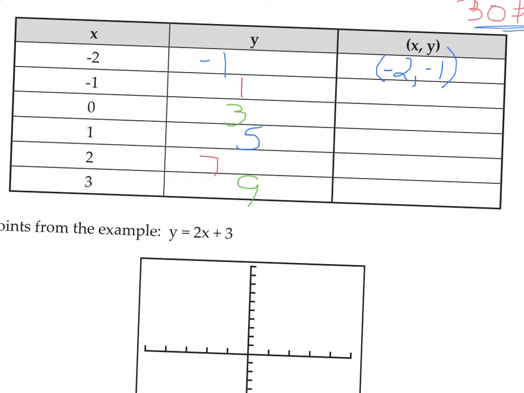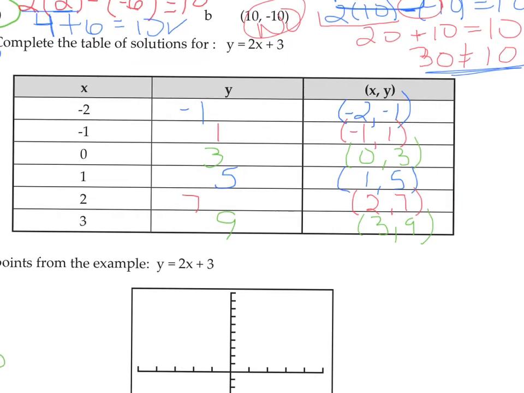We have -2, -1; -1, +1; 0, 3; 1, 5; 2, 7; and 3, 9. And all I did was take these values for x that we were given, plug them into the equation, simplify to figure out the y, and then these two values together make an ordered pair right here.